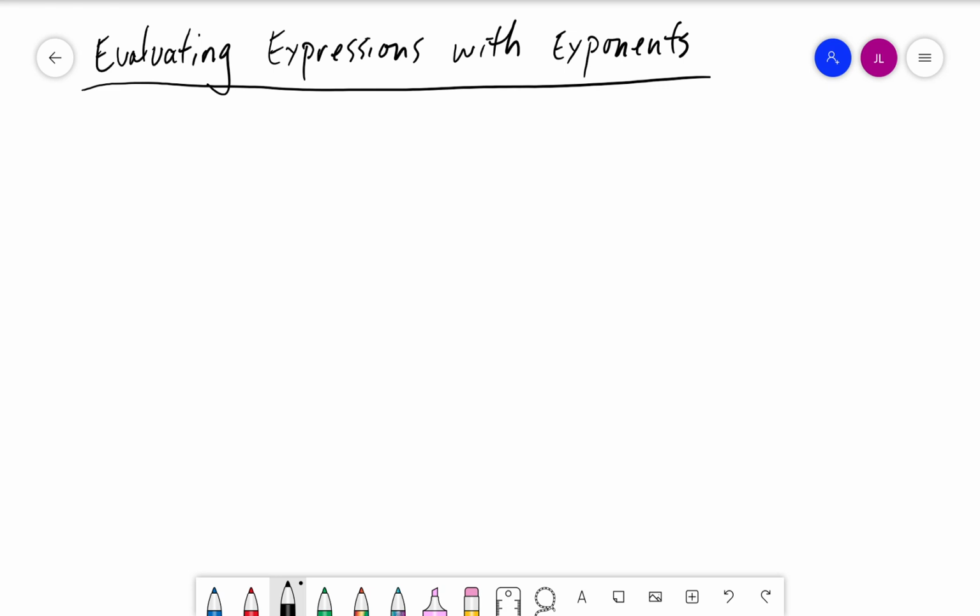We're going to look at evaluating expressions with exponents here, and a little recap. We should know exponent. What we're really talking about is repeated multiplication here. So, for example, 3 to the 4th, that's the same thing as saying 3 times 3 times 3 times 3. Okay. Now, when we talk about 3 to the 4th, this is an exponential expression.